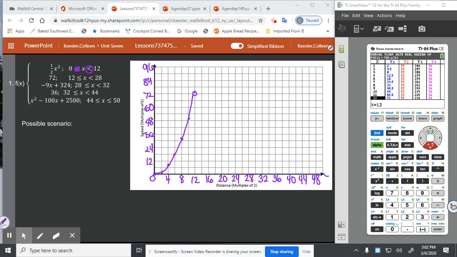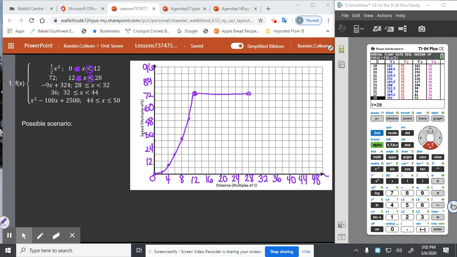All right, then we have 72, and that's from 12 to 28. So as you can see by the red column, we're going to stay at 72 all the way until we get to point 28. So we just have a horizontal line from 12. So I'm going to close that circle all the way to 28. There. And I have an open circle there to start because, again, this is less than or equal to, and this is less than. Okay, then we have negative 9x plus 324, which is my column in black.